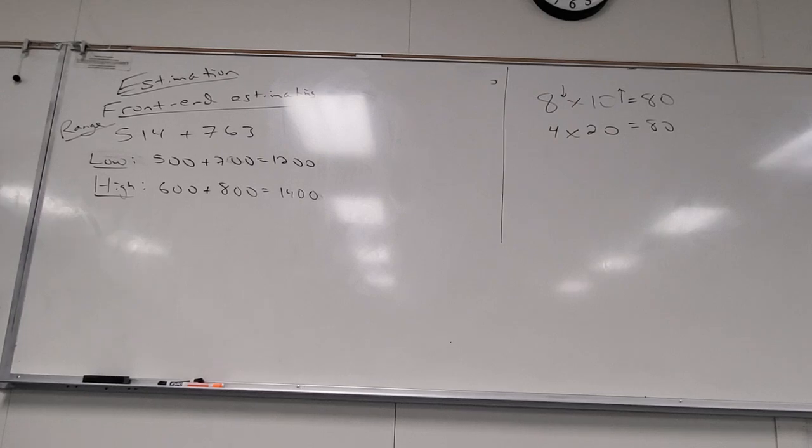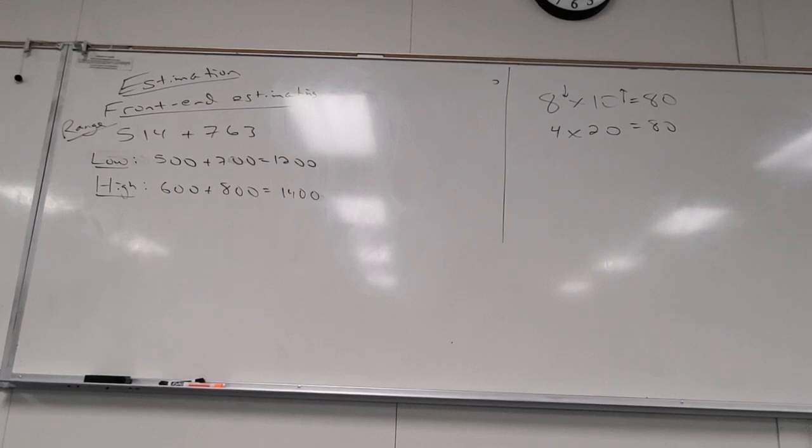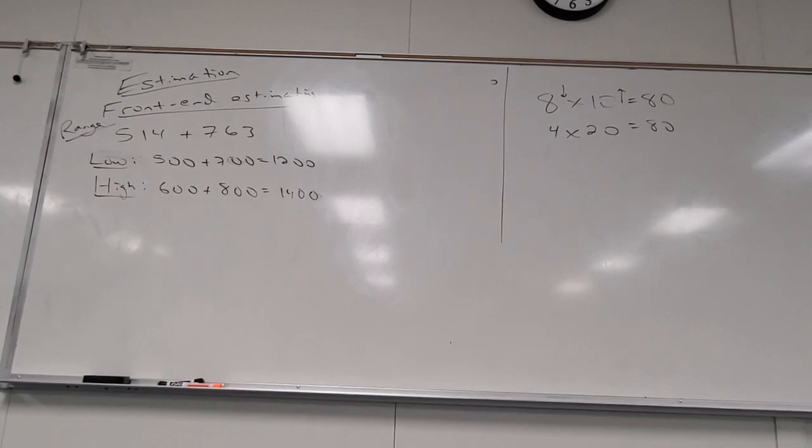So the range estimate, if I ever ask you to find a range estimate for addition or multiplication, you just force everything down to the next roundest number, and then you force everything up to the next roundest number. And that'll be your range.